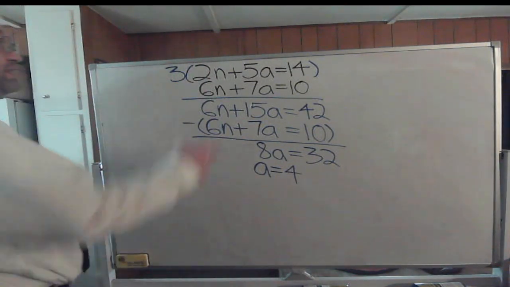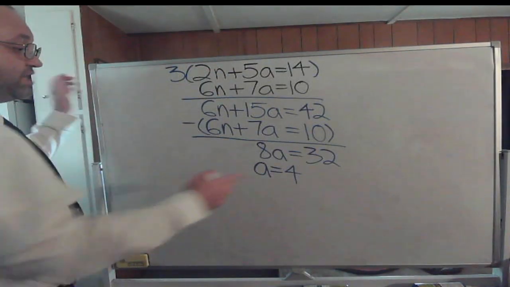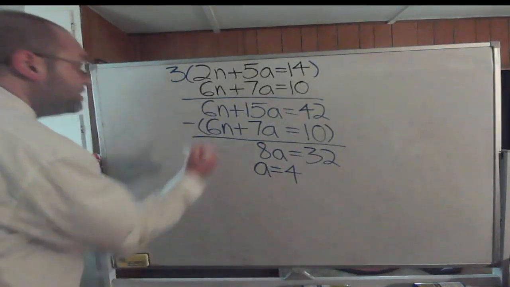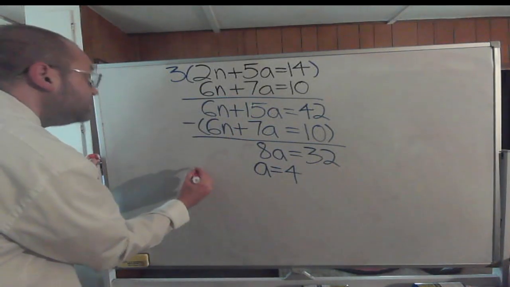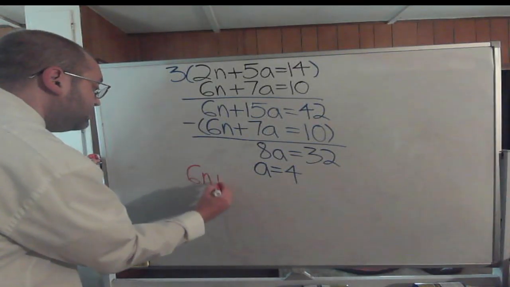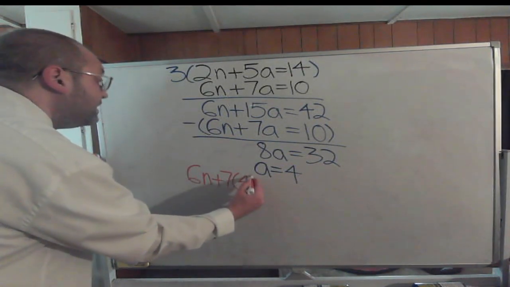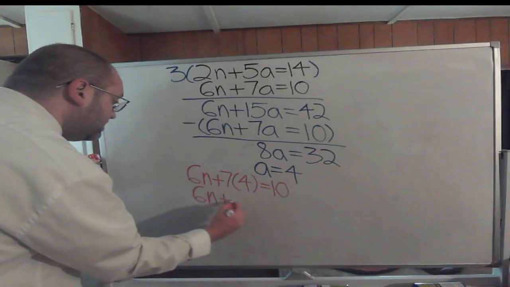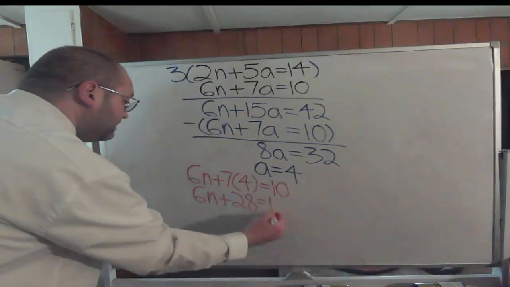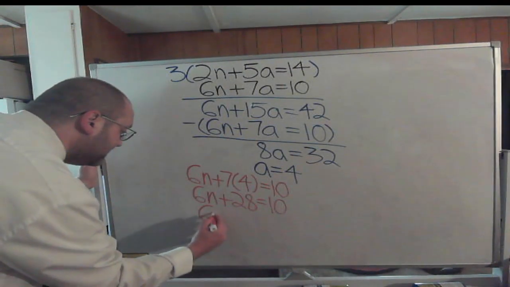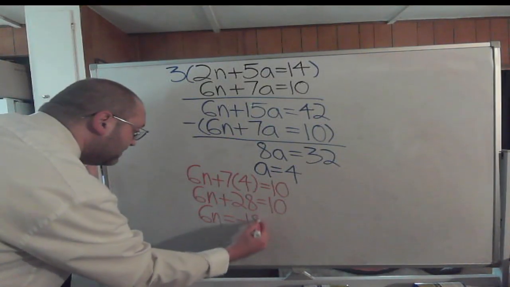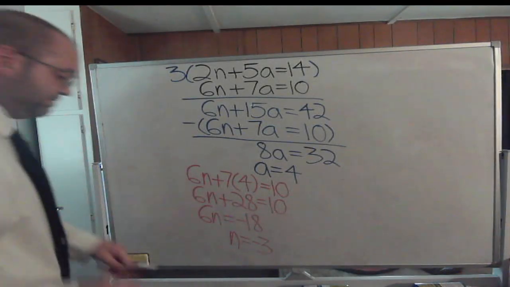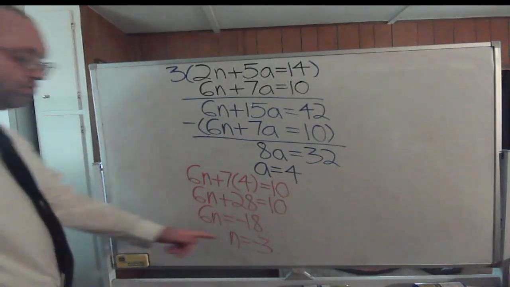Now we need to find the n value. So just take your a value, put it into one of the equations, and you'll get your answer for n. I'm going to go with 6n plus 7a equals 10. So that's going to give me 6n plus 7 times 4 equals 10, which means I'll get 6n plus 28 equals 10, which means 6n equals negative 18, which means that n equals negative 3. So the value of n for the ordered pair is going to be negative 3.